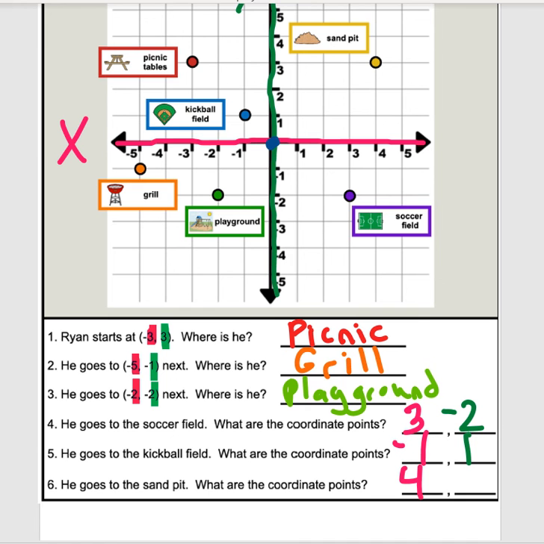And now we need our y coordinate. So we're starting on the 0, y, and we have to count up because here's the sand pit. So let's count 1, 2, 3, and it's positive because we went up. So we're going to write a 3 in our y coordinate. So now our coordinate reads as 4, 3. 4, 3 is your sand pit.